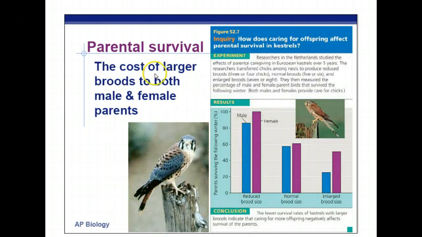Parental survival, the cost of larger broods to both male and female parents. Basically what we have here in birds is the larger brood size or larger family size, the parents survive less because they're spending all their time getting all the food for those larger families. If it's a smaller family size, smaller brood size, the male and female tend to survive better. So there's a trade-off.